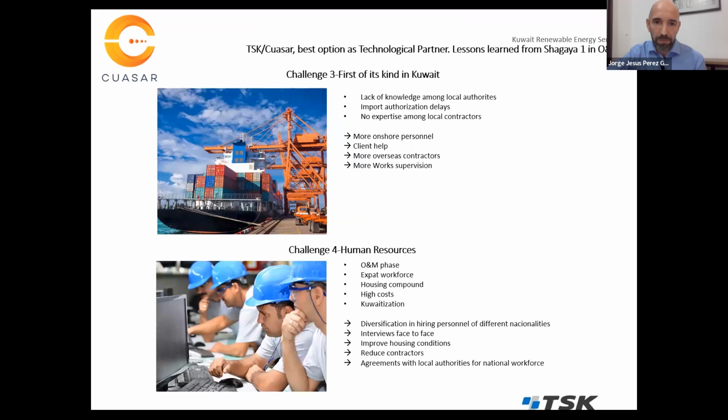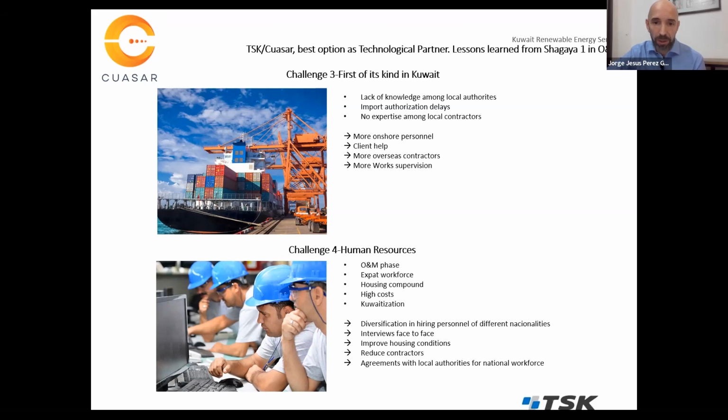And the challenge 3 is the first of its kind in Kuwait. That means that lack of knowledge among local authorities. If you are going to bring a furnace, maybe they don't know what a furnace is, what is this for, because they are not used to this kind of things. Import authorization delays, this is very frequent. No expertise among local contractors. This is another problem. So you need more onshore personnel. You need the help of your client, of course, more overseas contractors, and more work supervision.